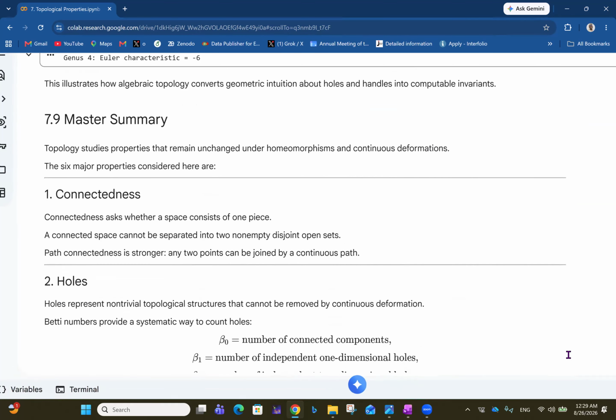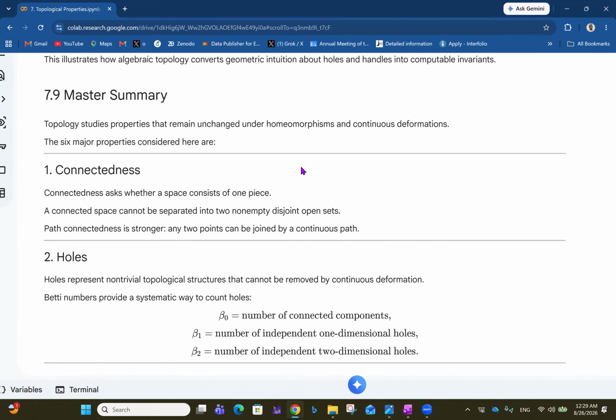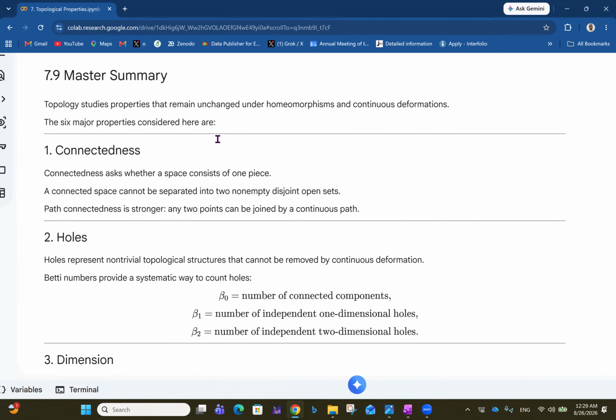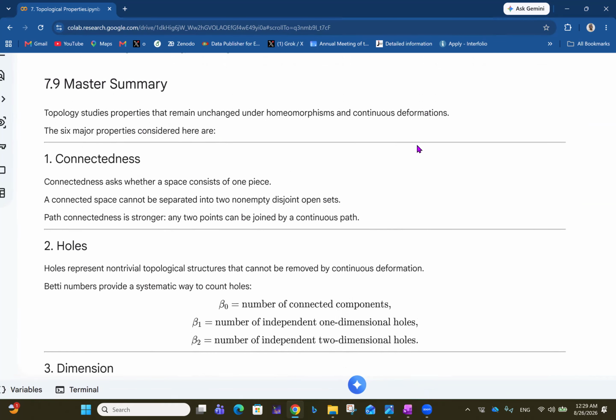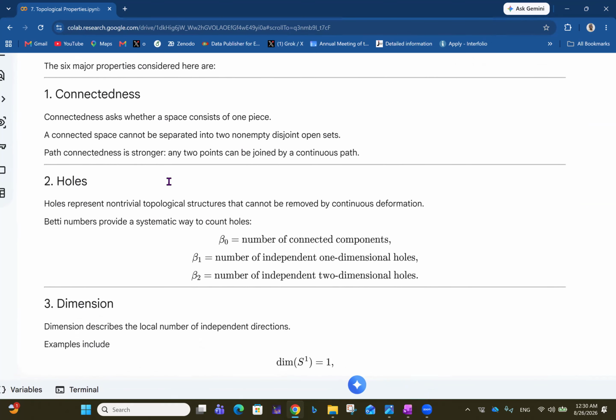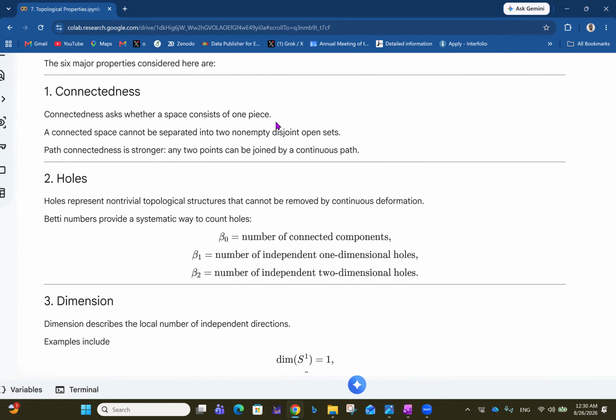So we have the master summary of this whole story. Topology studies properties that remain unchanged under homeomorphisms and continuous deformations. The six major properties considered here start with connectedness. Connectedness asks whether a space consists of one piece. A connected space cannot be separated into two non-empty disjoint open sets. Path connectedness is stronger: any two points can be joined by a continuous path.